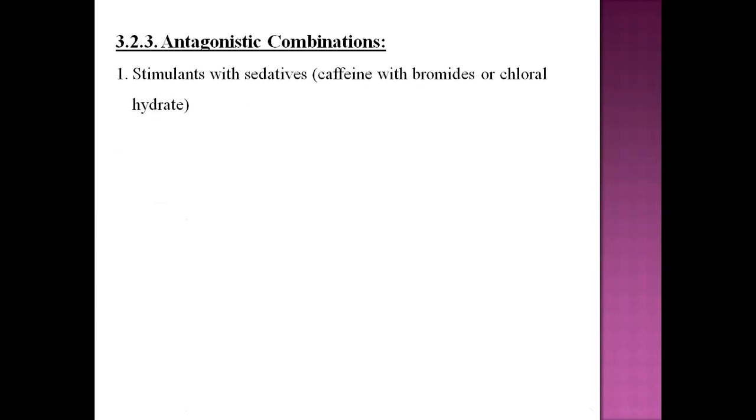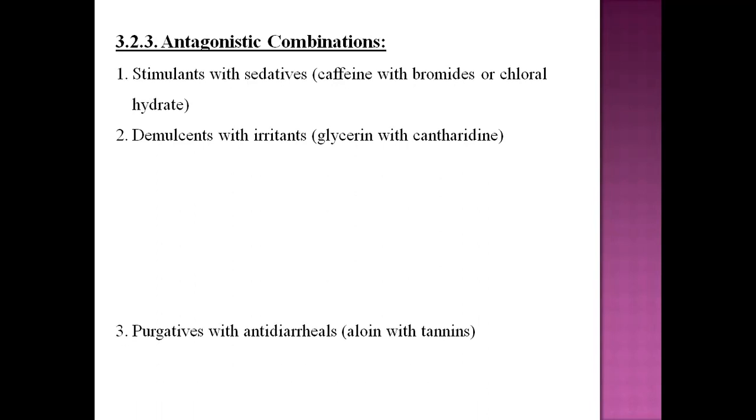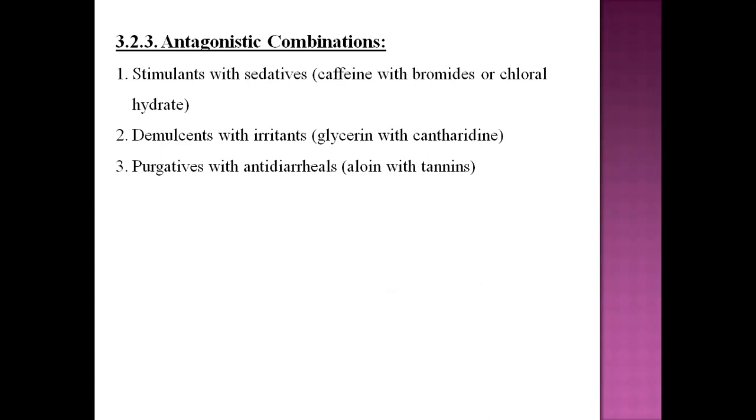And the third type is antagonistic combination. The prescription of stimulants with sedatives, for example, caffeine, a stimulant, with bromide or chloral hydrate, so there will not be an effect of both. Antagonistic effect means 1 plus 1 is less than 2. The patient will have neither CNS stimulation nor CNS sedation, so both of the drugs will be useless. Demulcents with irritants such as glycerin or cantharidin: no effect of both. Purgatives with antidiarrheals, aloin and tannins: no effect of both. Acidifiers with alkalizers, HCl with aluminum hydroxide: no effect of both also.